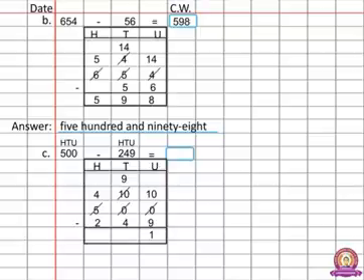Next, let's subtract the numbers in the tens column. 9 minus 4. 9 is greater than 4. So, we do not have to borrow. 9 minus 4 is equal to 5. Lastly, the hundreds column. 4 minus 2 is equal to 2. Therefore, 500 minus 249 is equal to 251. Write the answer in figures and words.